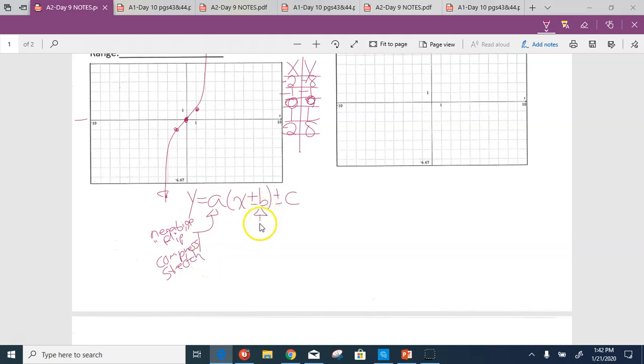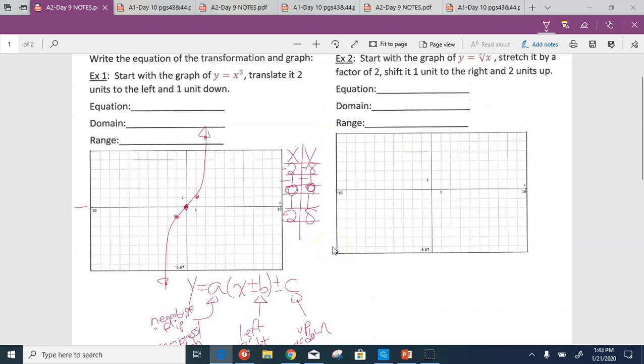When you're adding or subtracting a b, this has the effect of moving it either left or right. And then when you add a number at the end, plus or minus a c value, this has the effect of going either up or down. So let's go ahead and look at what we have here. It says start with the graph of y equals x to the third power. Translate it 2 units to the left and 1 unit down.